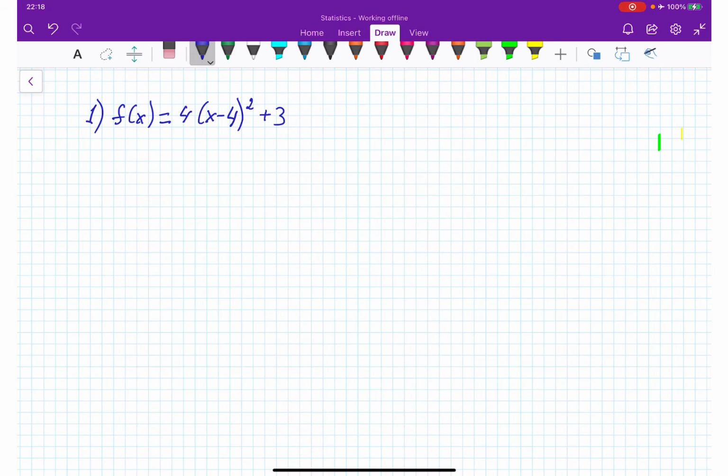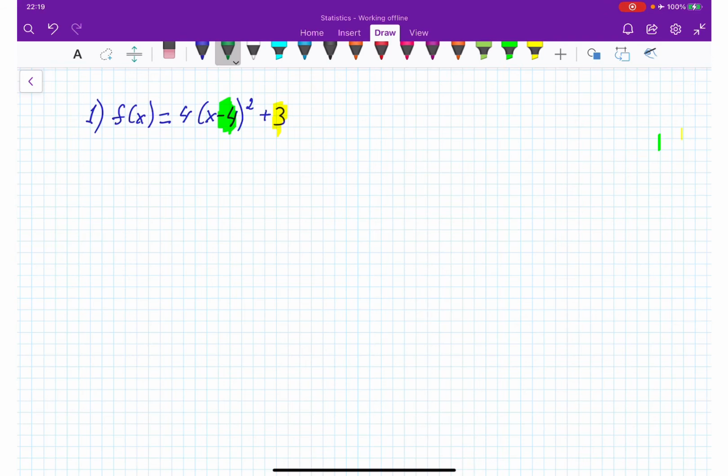What we need to do is find the coordinate of the vertex for the parabola of this quadratic equation. So for the vertex, we are going to take the shift of the y and the shift of the x. What is the shift of the y? It's plus 3. What is the shift for the x? It's negative 4. So remember what I told you.